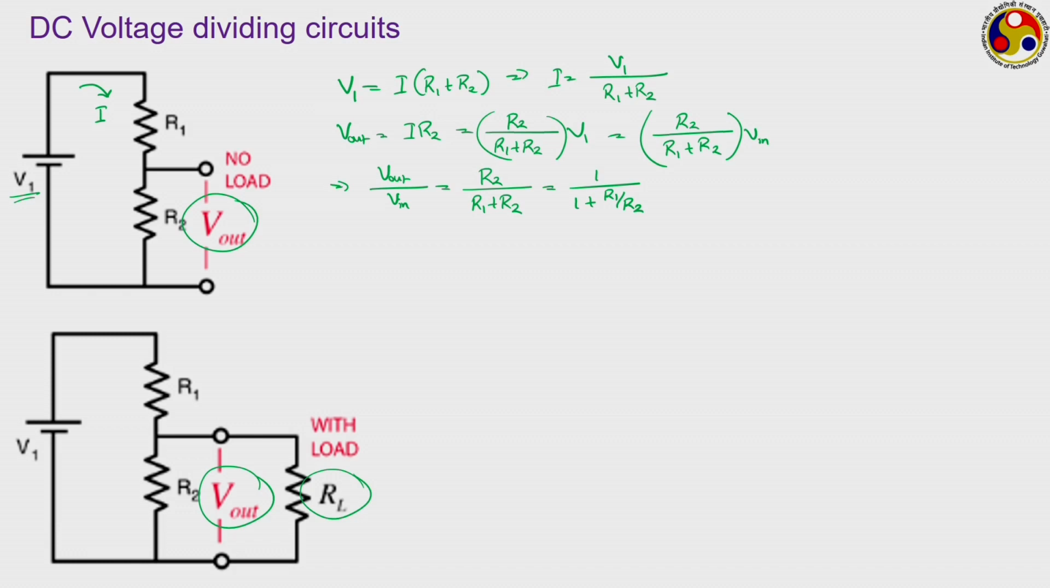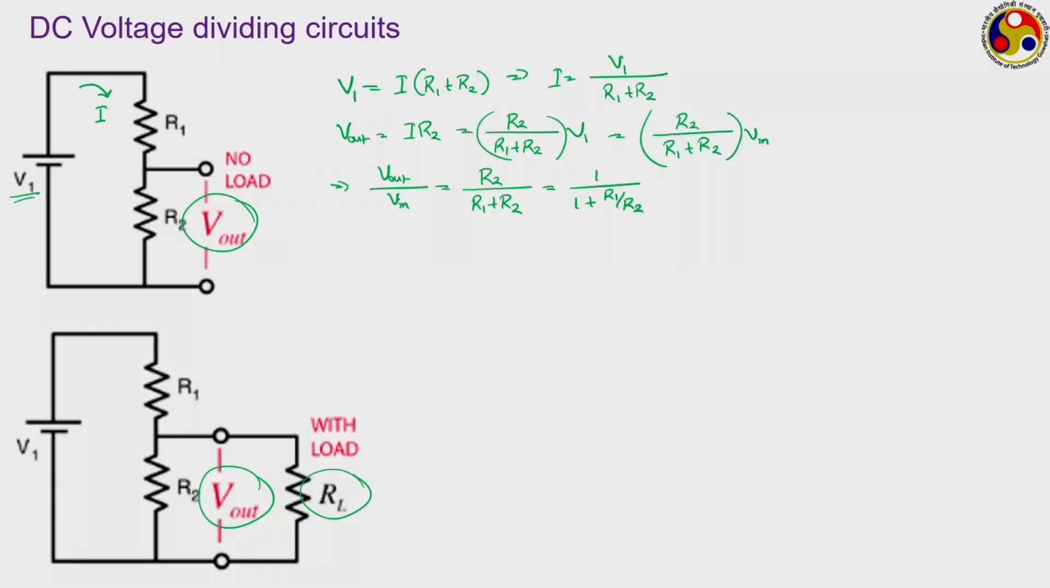Now we have to check how much error the presence of this RL is introducing into the magnitude of this V out, because V out is the one that we are truly trying to get. Like in case of a potentiometer used for displacement measurement, V out should be proportional to the displacement. However, the presence of RL may cause some error in the magnitude of V out, and that we have to check here. So let us consider I is the current flowing through the primary circuit, and IL is the current flowing through RL. Therefore, the current flowing through R2 is nothing but I minus IL.